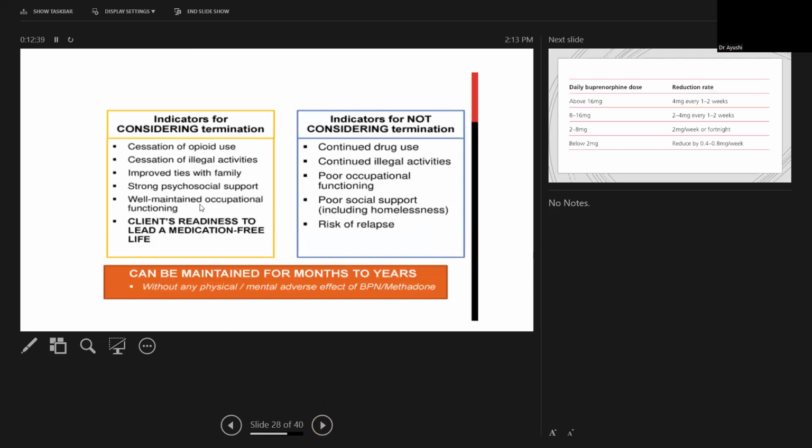Now, what are the indicators for considering termination? There is cessation of opioid use, cessation of illegal activities, improvement in ties with family, strong psychosocial support, well-maintained occupational functioning, and client's readiness to lead a medication-free life. And indicators for not considering termination are continued drug use, continued illegal activities, poor occupational functioning, poor social support, and risk of relapse.